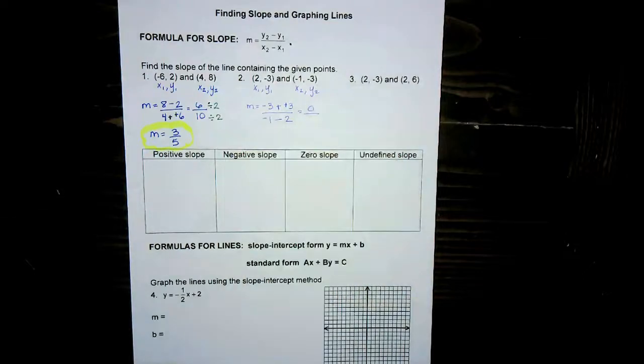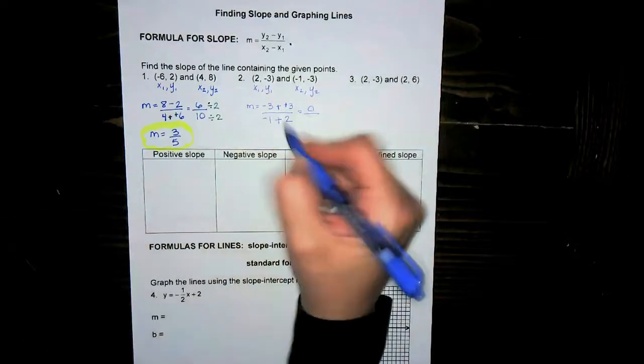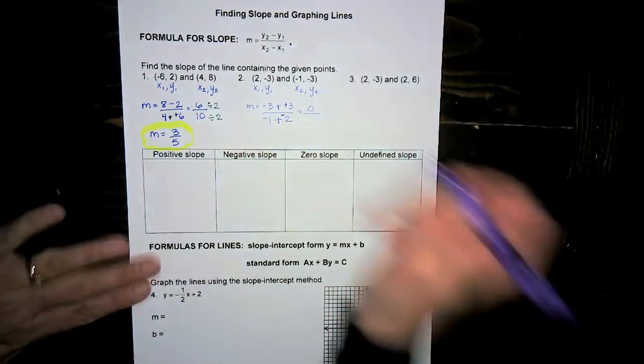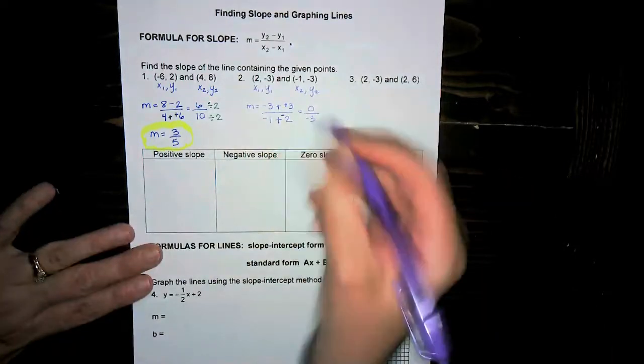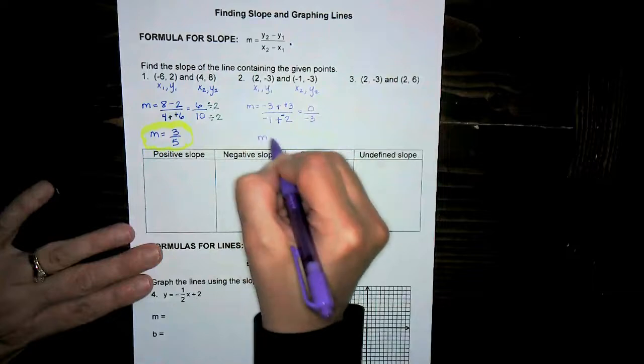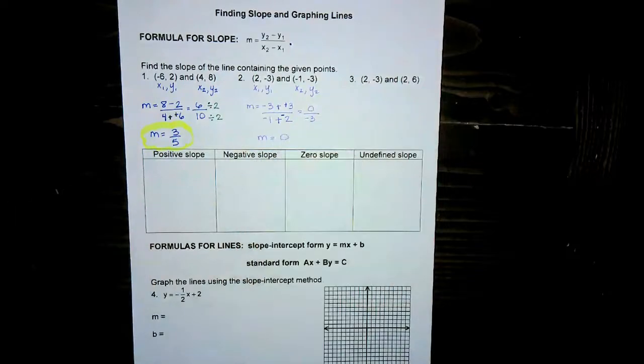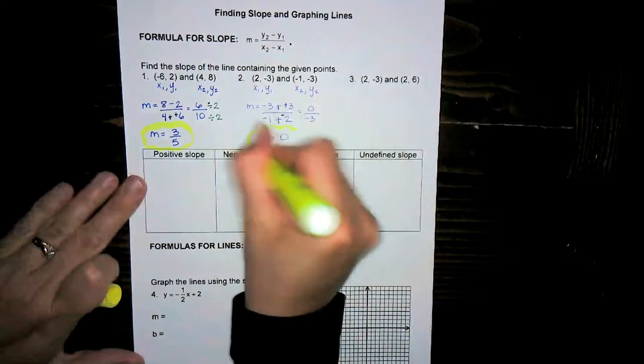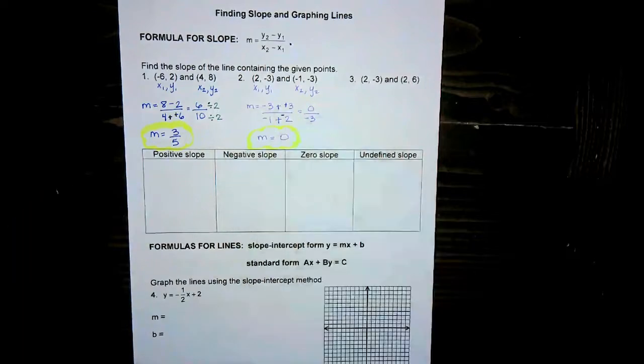And let's do the same on the bottom here. We'll change that to addition by changing the sign of the next number. So negative 1 plus negative 2 is negative 3. And 0 divided by negative 3 is 0. So we get a slope of 0, which is okay. All right. Let's do one more.